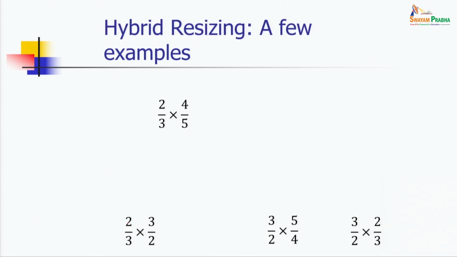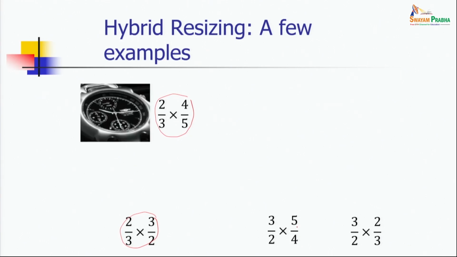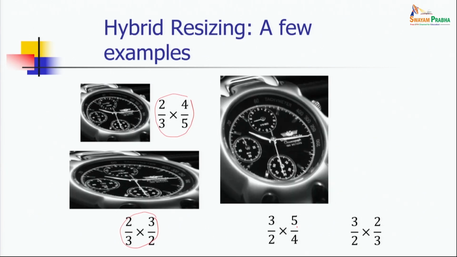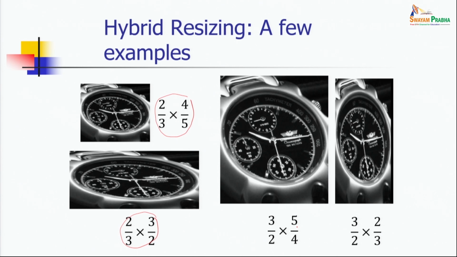So some of the examples could be, I have just used that same image, but I have shown you a few dimensions here, like let us see how they look. So this is a 2 by 3 cross 4 by 5. This is 2 by 3 cross 3 by 2, like this. So this is the 2 by 3 cross 4 by 5 of the original image. So you see that this is 2 by 3 cross 3 by 2. So in the other direction it is increased. This is this factor 3 by 2 cross 5 by 4, and this is 3 by 2 cross 2 by 3. So these are some typical examples of hybrid resizing algorithms.